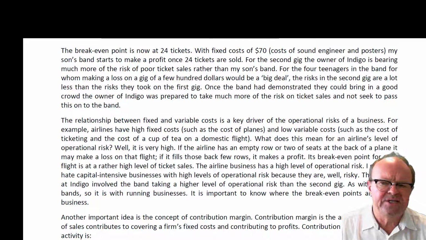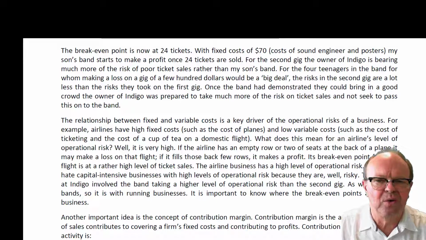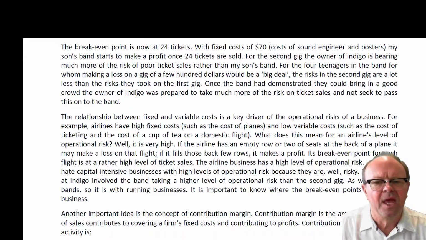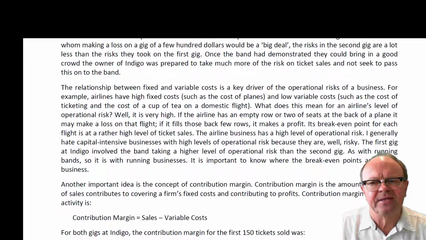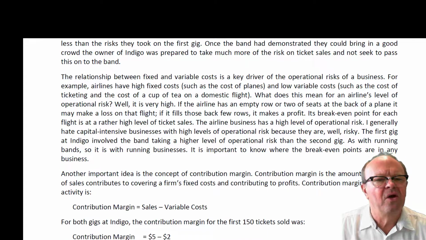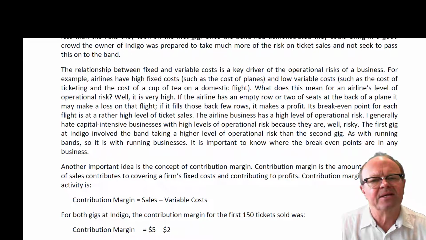For the 4 teenagers in the band for whom making a loss on a gig of a few $100s would be a big deal, the risks in the second gig are a lot less than the risks they took on the first gig. Once the band had demonstrated they could bring in a good crowd, the owner of Indigo was prepared to take much more of the risk on ticket sales and not seek to pass this on to the band.